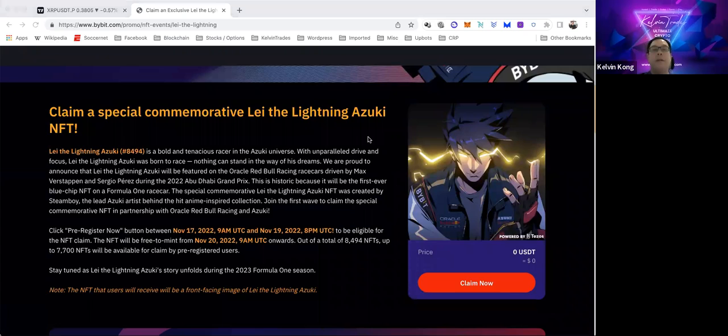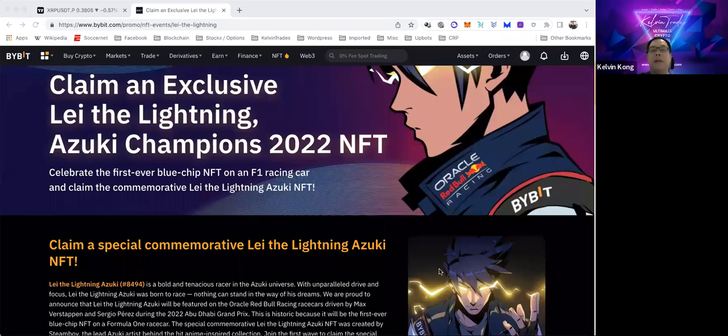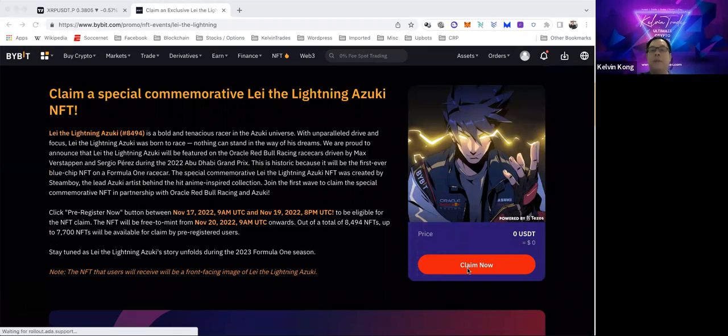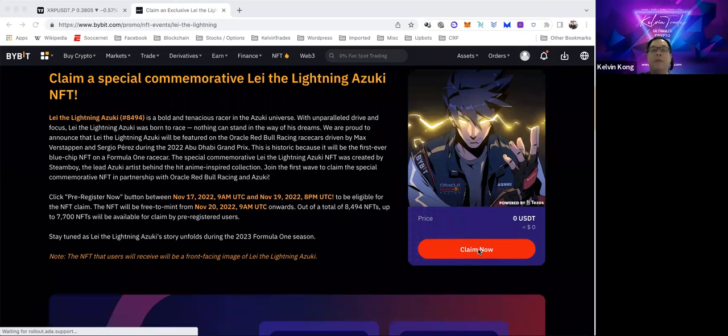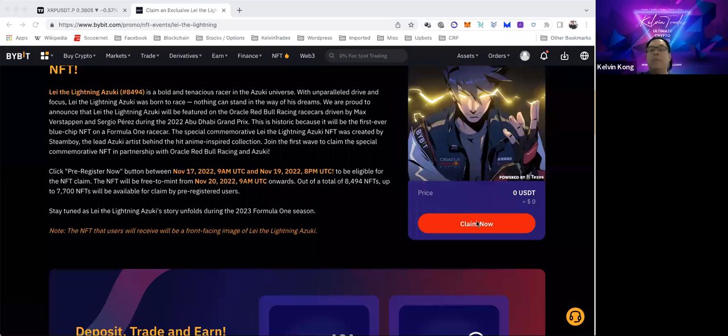Okay, so just scroll down and then I think click claim now over here. So if you have claimed yours, so if you have clicked claim now, your claim now should be in red.